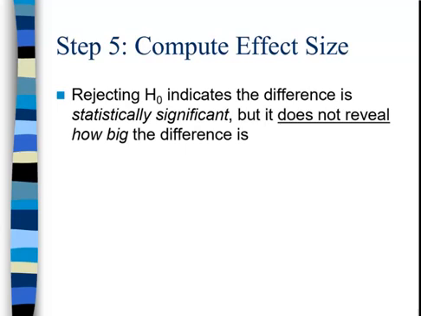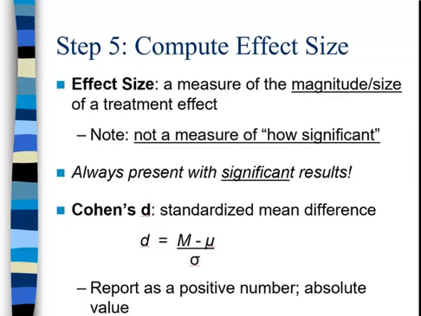Computing a test statistic tells us whether or not there's a difference between our sample mean and a hypothesized population mean, but it doesn't tell us how big that difference is. And that's important information, right? So if and only if we reject the null hypothesis, then in order to determine the magnitude or the size of the effect, we compute the effect size. And why do we do this if we reject the null? Because it's useful to understand not only whether or not the effect is significant, but how big that effect is, right? So the effect size is a measure of the magnitude or size of the treatment effect.